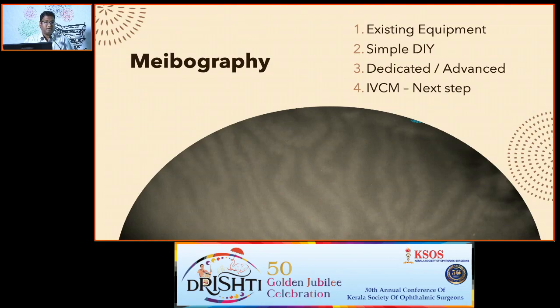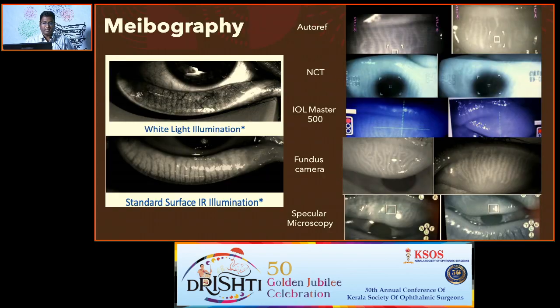So now meibography is not something that you need a special equipment for. You can do it also with your existing equipment, or there is a simple DIY I will share with you. Then there are dedicated equipments and also IVCM if you have access to it. So if you see, this is white illumination, and when there is surface IR illumination, the meibomian glands stand out. So these are different equipment that are available readily in your OPD: your autoref, NCT, IOL master, fundus camera, and even specular microscope. If you are able to just evert the lids, you can beautifully see the meibomian glands.